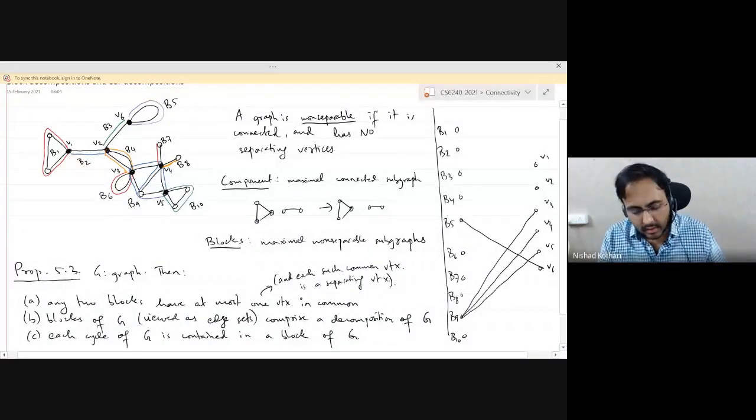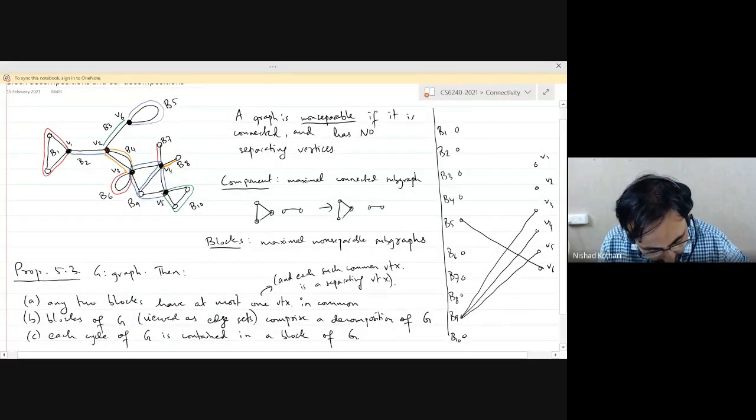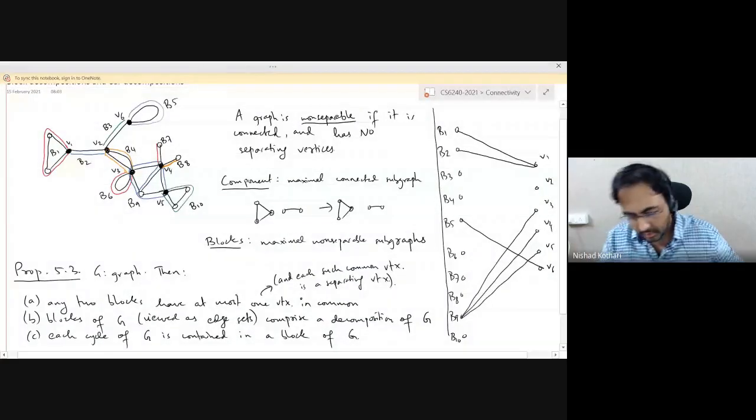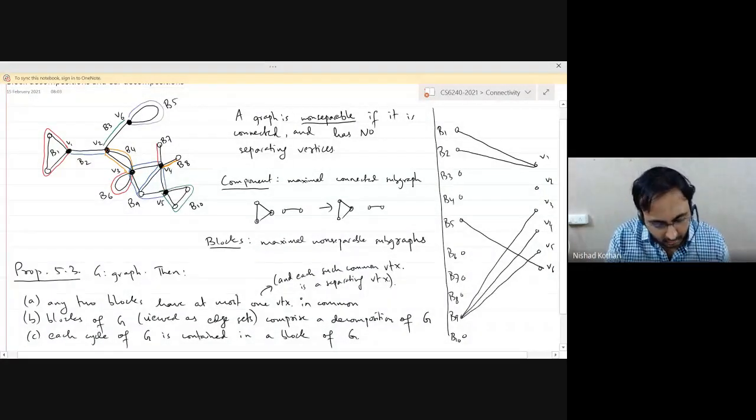And likewise, you can complete this whole graph. Let's do a bit more. V1 is part of B1 and B2. V2 is part of B2, B3, and B4.